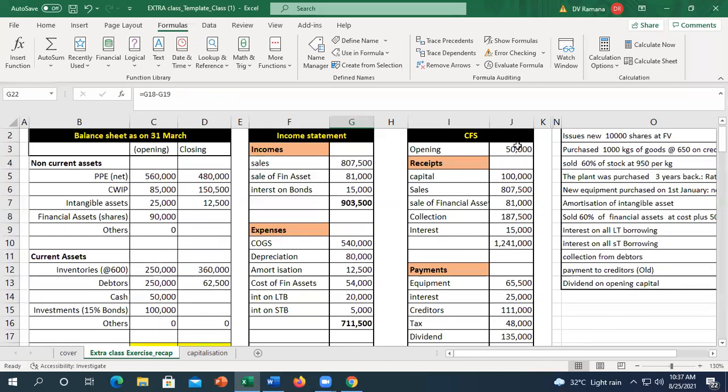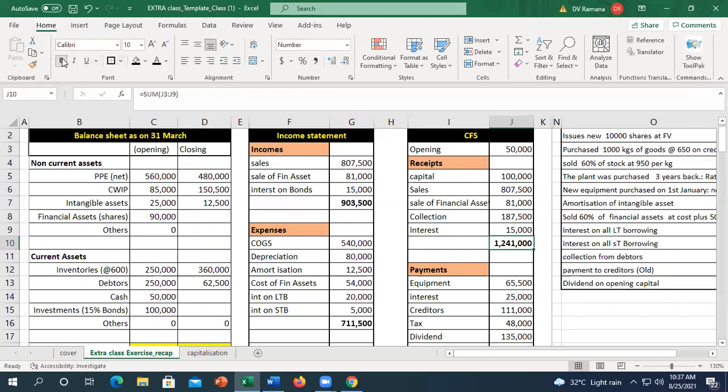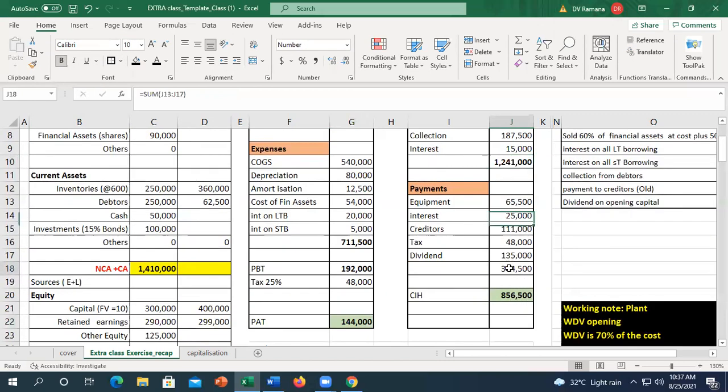Now you see that cash in hand is equal to cash available 1.24 million and minus the cash payment, which is 384,500. So cash in hand is equal to 856,500. And what is this? Cash in hand is an asset. So transfer that cash in hand to the asset.